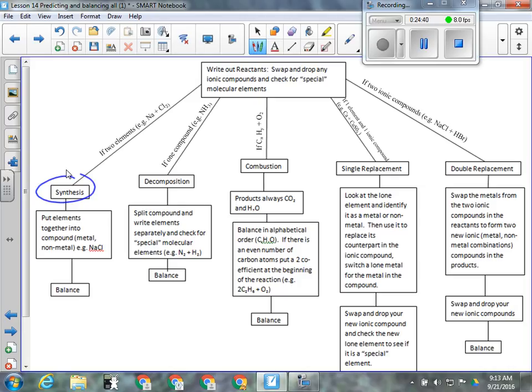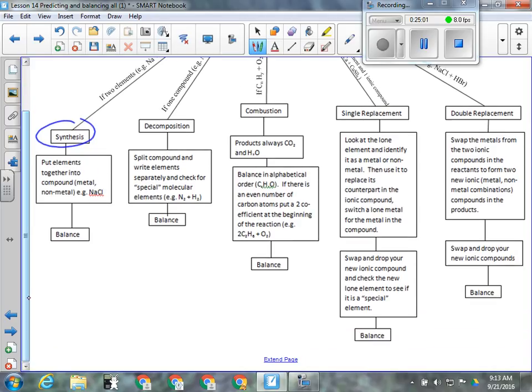If your reactants are an element and one ionic compound, so the example here is Ca and CuSO4, you're looking at a single replacement reaction. Look at the lone element, identify it as metal or nonmetal. Then use it to replace its counterpart in the ionic compound. Switch a lone metal for the metal in the compound, a lone nonmetal with the nonmetal. Swap and drop your new ionic compounds, and check the new lone element to see if it is a special element. So you can see, as I told you, there's more things to remember and think about and check in a single replacement reaction than there are in any of the others, right?